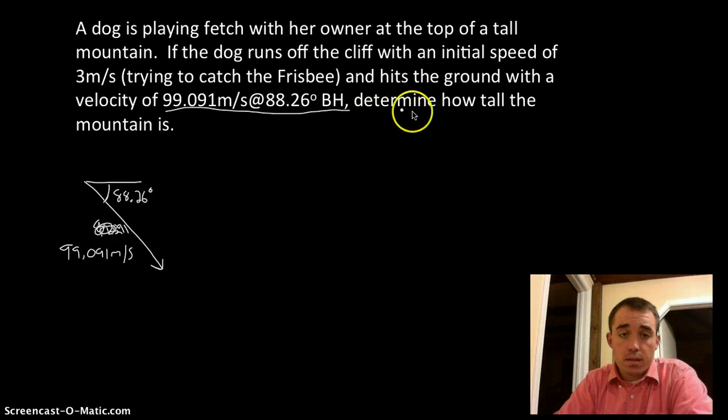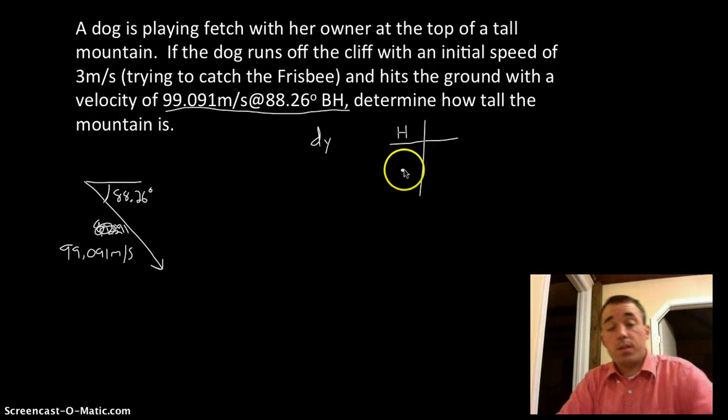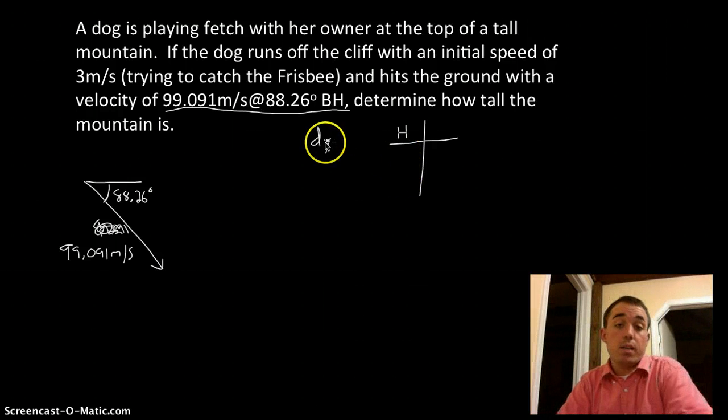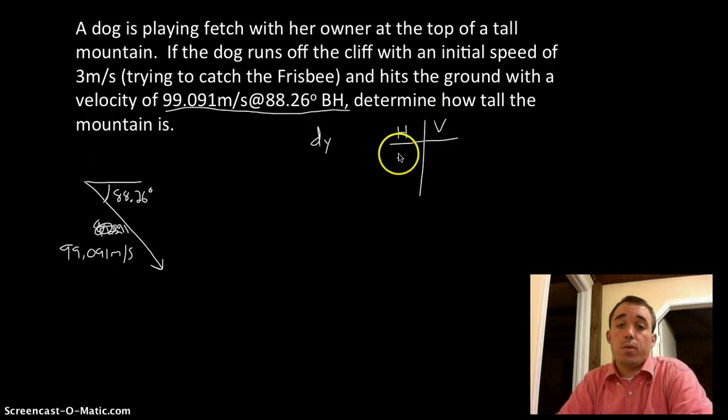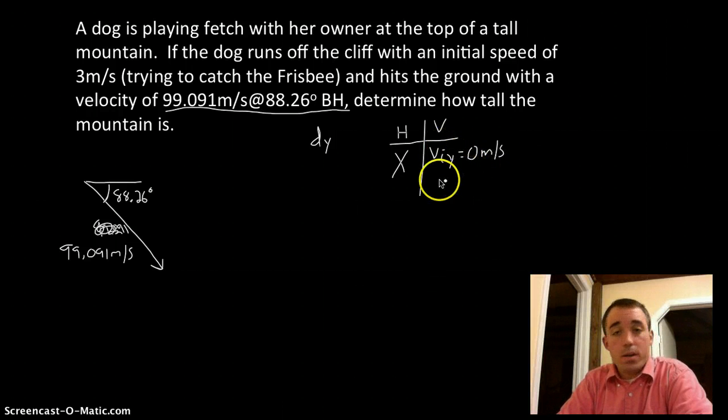All right, so we're trying to find how tall, so that's going to be our dy. Filling in our table, we don't really care about horizontal because the only thing we're looking for is our dy, and that's a vertical component. So right now, I don't care what h is. The question's not asking for that. I start with my always knowns. VIY is always 0 meters per second. Same thing goes for AY, which another way to write it is G, which is negative 9.81 meters per second squared.